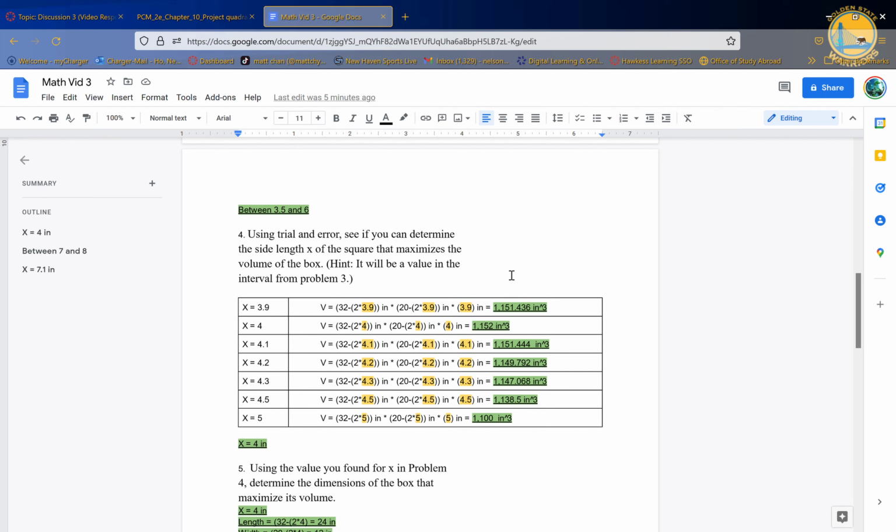So we can clearly see from this table that I provided that x equals 4 gives us the maximum volume of the box.